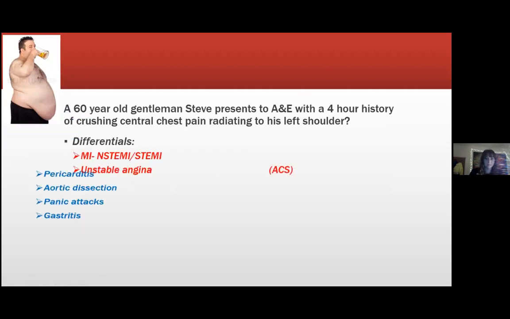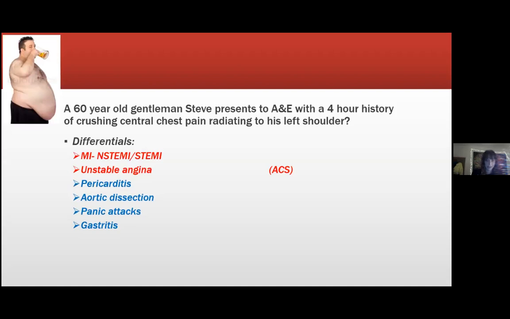So yeah, first we're thinking of ACS, which would include MI, NSTEMI, and STEMI, and unstable angina. And then also thinking of pericarditis, aortic dissection, and it's important to think of other ones as well, like panic attacks and gastritis, which can all present similarly, but of course, most likely it's going to be ACS.